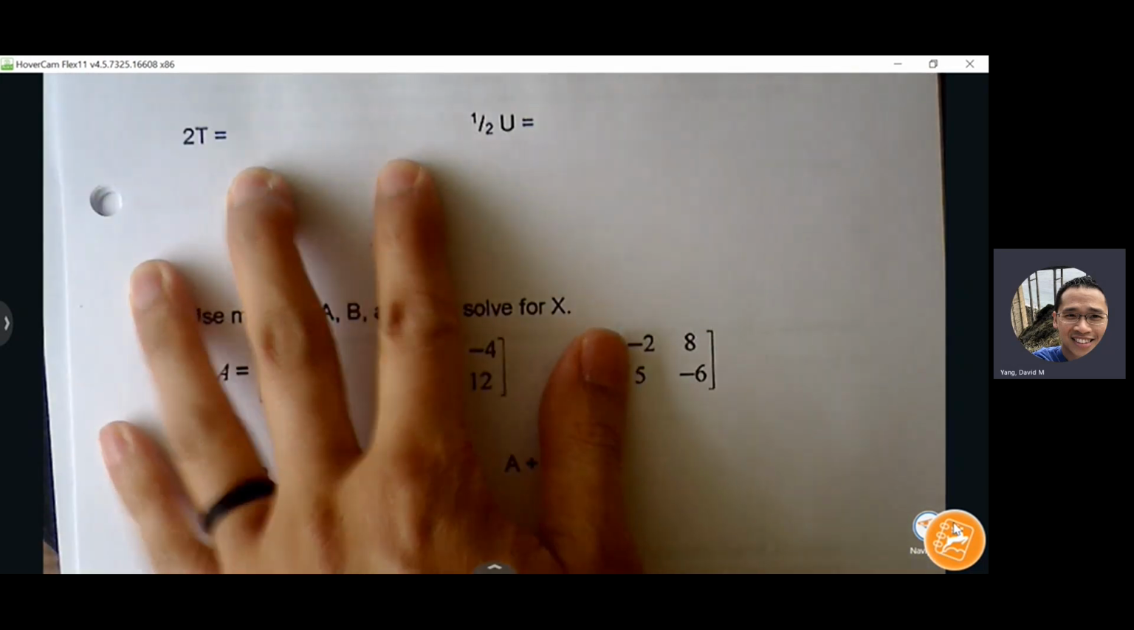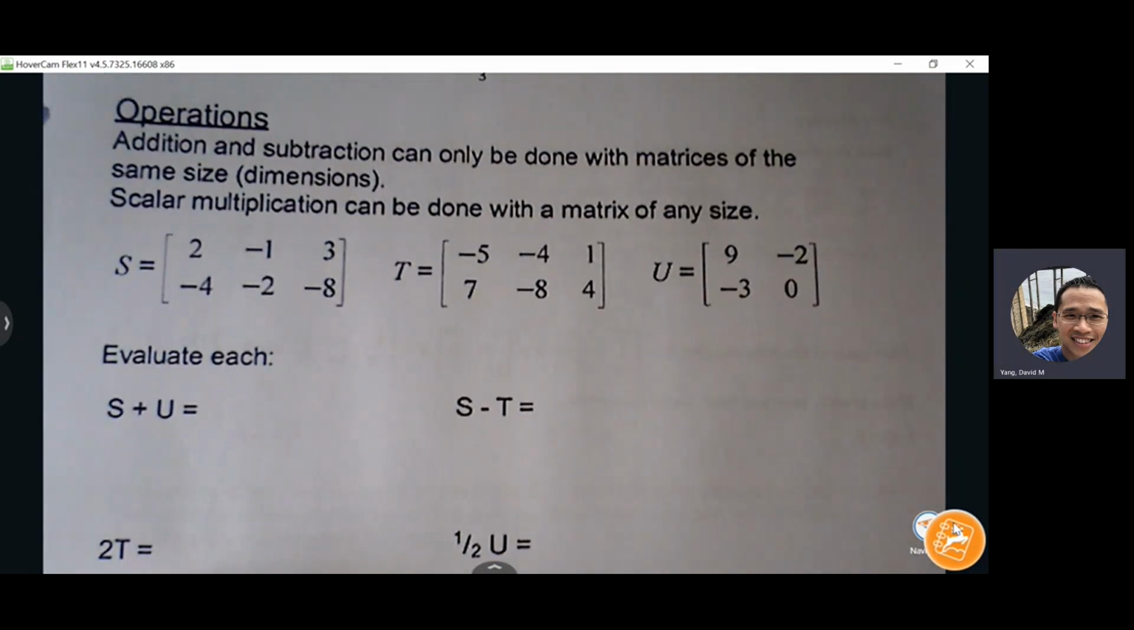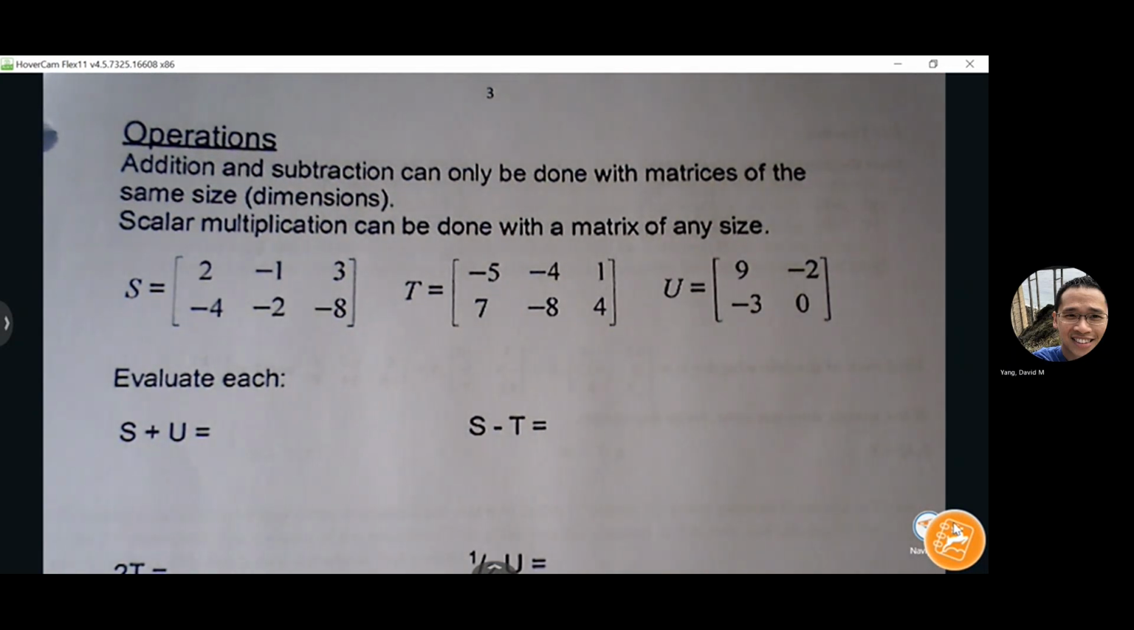Okay, next page. Adding and subtracting matrices. Everybody okay? So you're going to find that adding and subtracting matrices is very intuitive. What you think is going to happen is what's going to happen. So addition and subtraction can only be done, however, with matrices of the same size or dimension. Scalar multiplication can be done with matrix of any size.